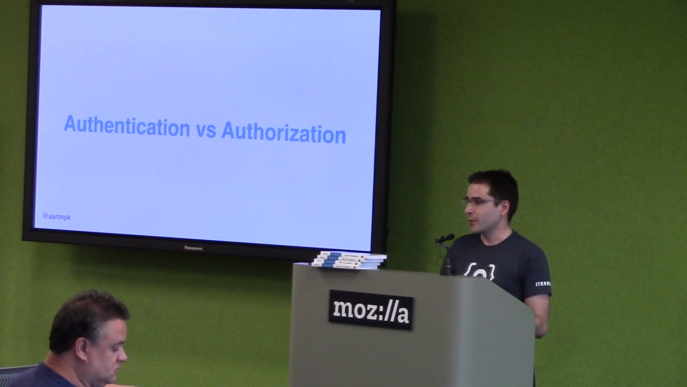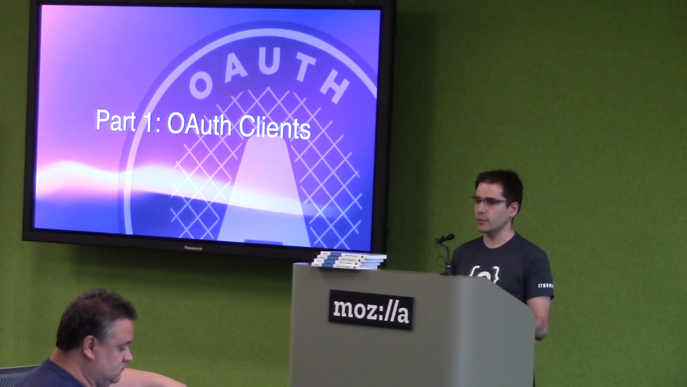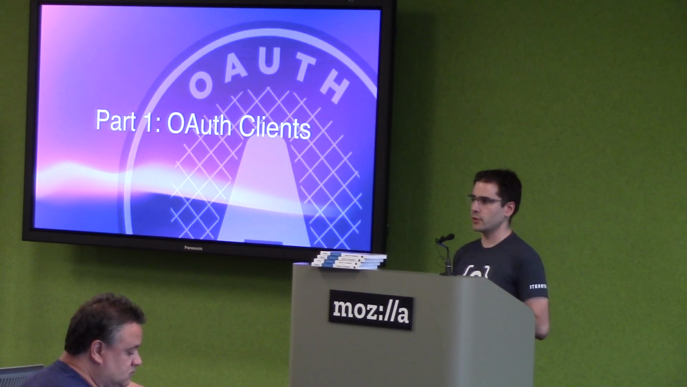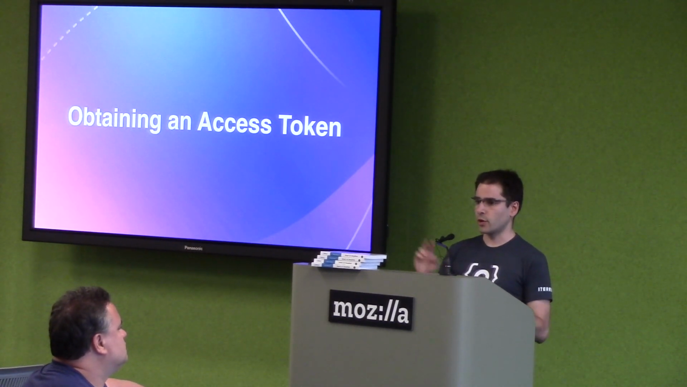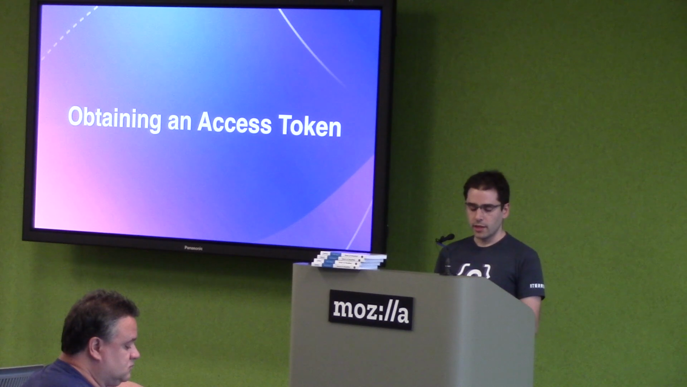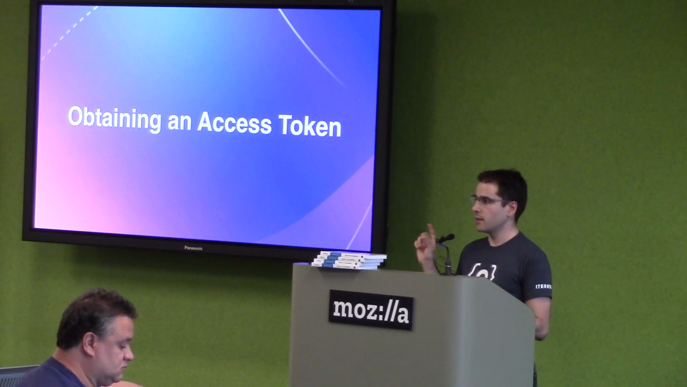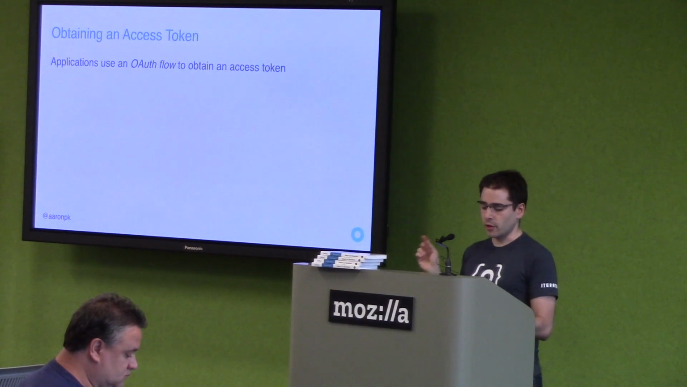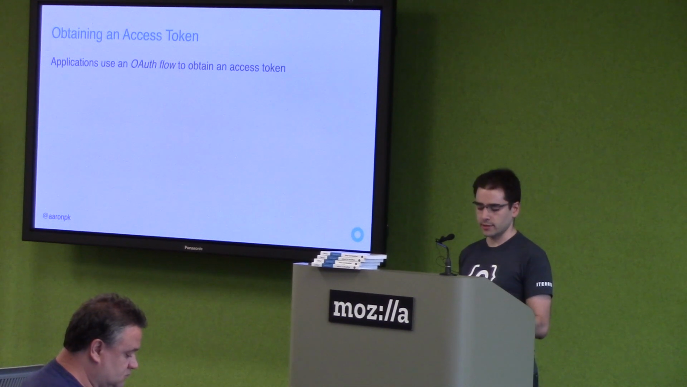So to start out, we're going to talk about OAuth clients and developing an OAuth client. Everything that I'm talking about for this first part will be from the point of view of writing an app, talking to an existing service. At the end of the OAuth dance or OAuth flow, or however you want to call it, the end result is that the application gets an access token. There's a bunch of different ways that this can happen, but the end result is an access token. In OAuth terminology, we say applications use an OAuth flow to obtain an access token.